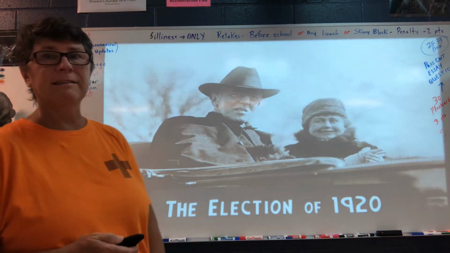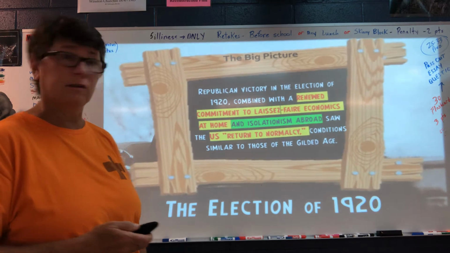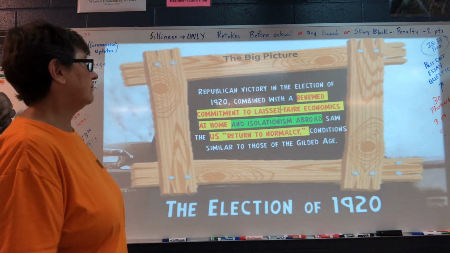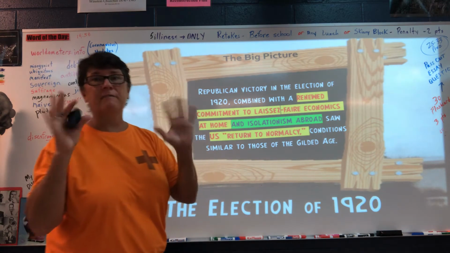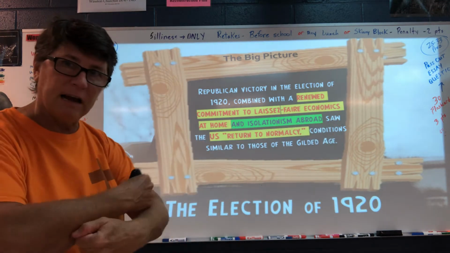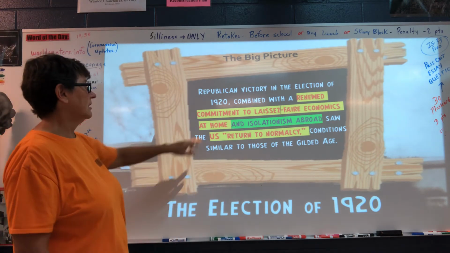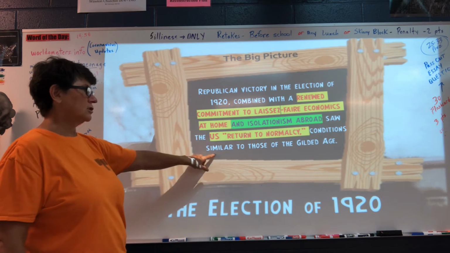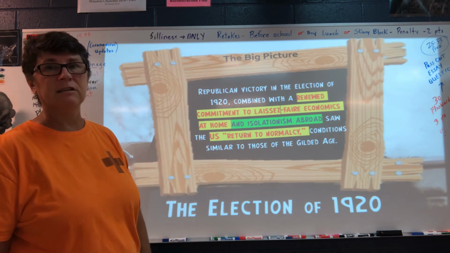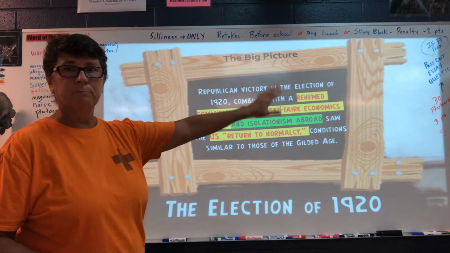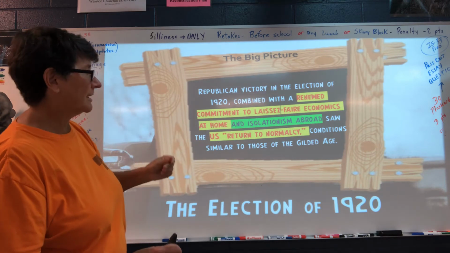Okay, so the election of 1920: Harding, Coolidge, Hoover. It's going to be Harding. Republican victory in the election of 1920, combined with a renewed commitment to laissez-faire economics, made the 1920s pro-business. Back to pro-business and isolationist, staying out of foreign affairs. Isolation abroad saw the U.S. return to normalcy, conditions similar to those of the Gilded Age. The 1920s are a lot like the Gilded Age. Pro-big business, Republican presidents.